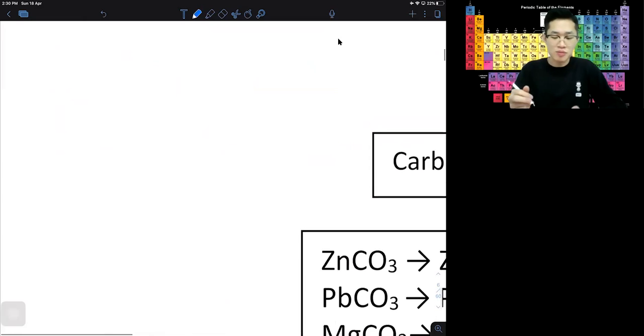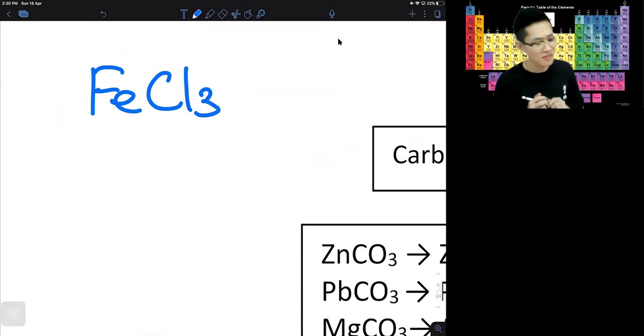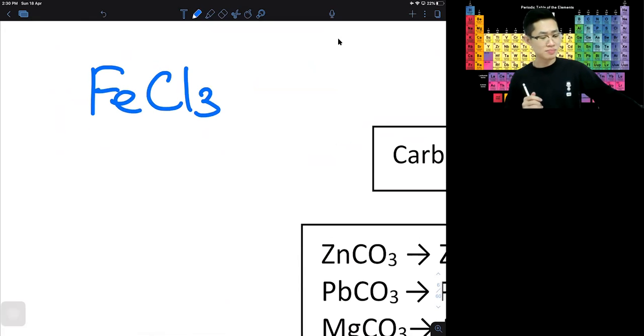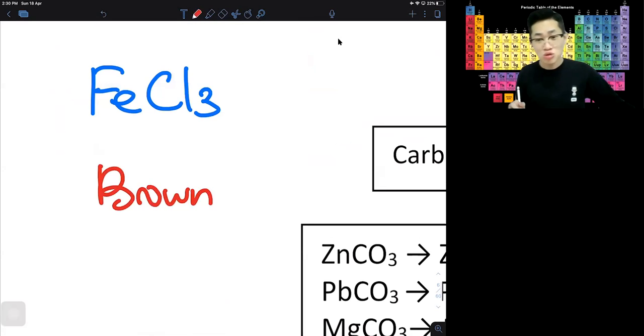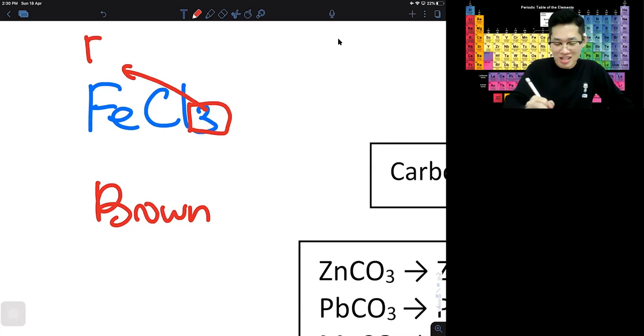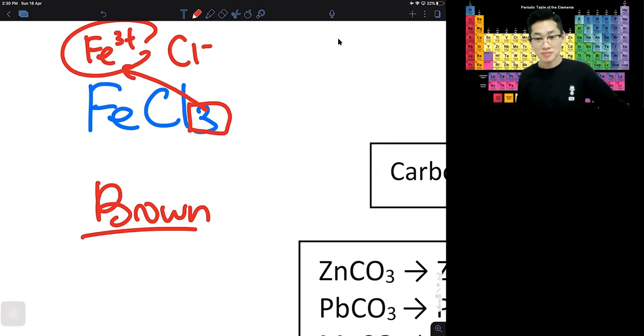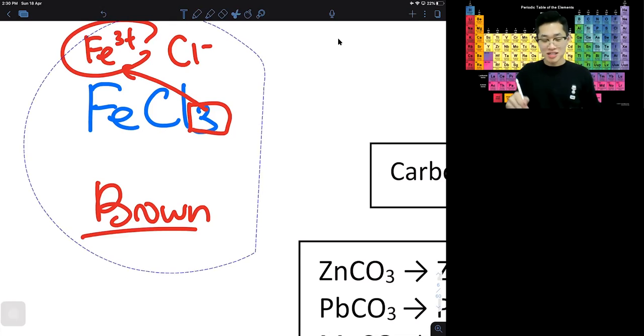Then, I give you one example. FeCl3. What is the color of FeCl3? Is this green, or is it blue? It is brown. The answer is brown. How to know? You have to know the actual charge. You put it back: Fe3+, Cl-, so 3+, brown. Okay? Then how about this one?